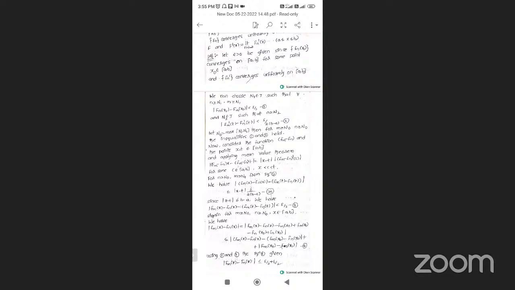Which chapter is this theorem? Uniform convergence and continuity topic is a page number. The approximation theorem. This is the topic, the 12th chapter, sequence and series of functions, Weierstrass approximation.